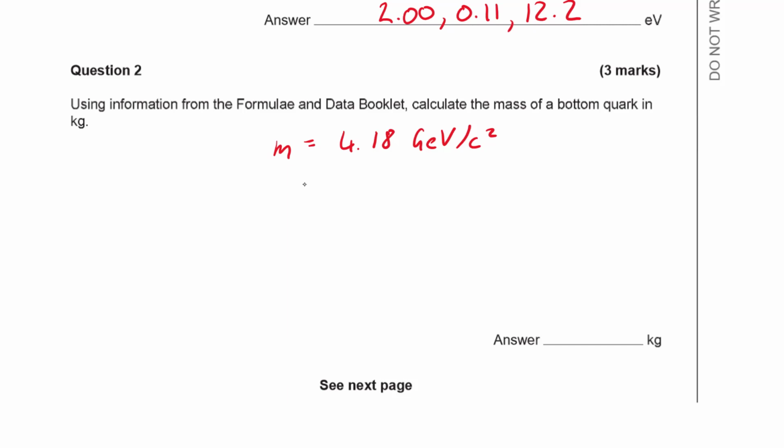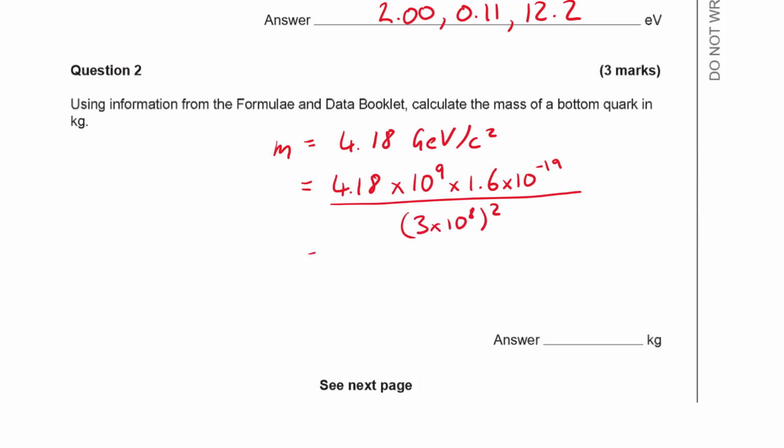So to convert that to kilograms, what you want to do is you get that 4.18. It's in giga, so you need to multiply that by 10 to the power of 9, and then that's in electron volts. So to get that in joules, which is what you want for your SI units, you multiply it by 1.6 times 10 to the negative 19, and you divide that by c squared, so 3 times 10 to the 8 squared, and what you should get is 7.43 times 10 to the power of negative 27. So a pretty easy 3 marks if you ask me. There we go.